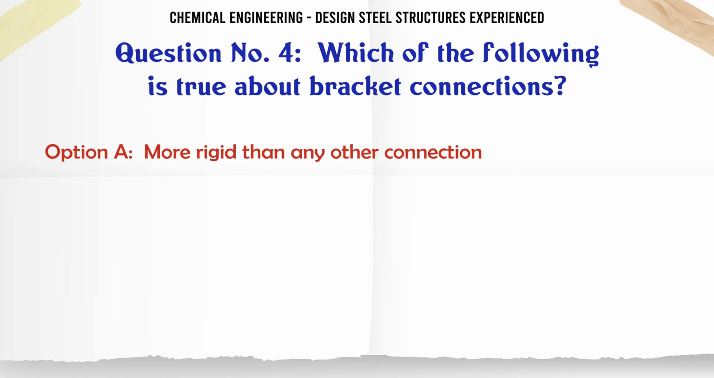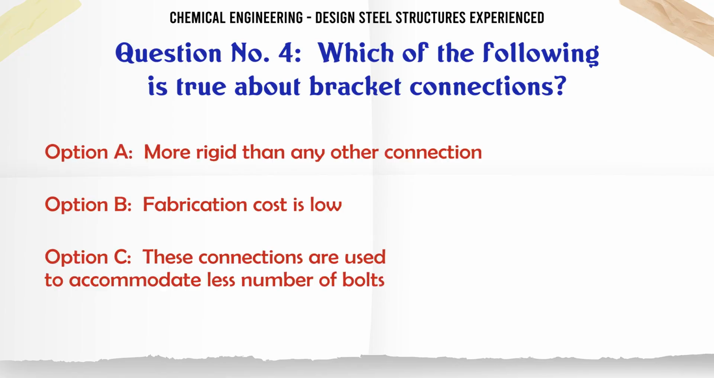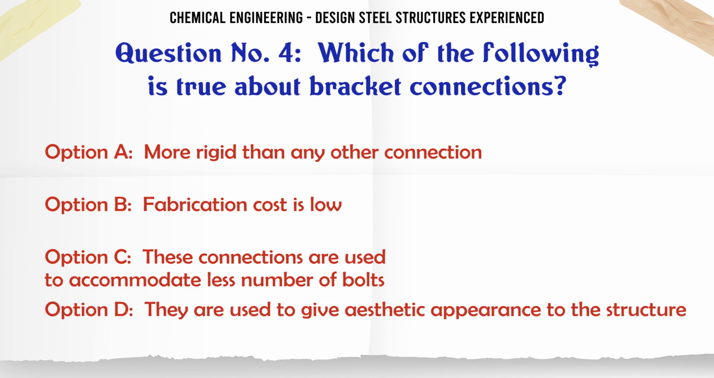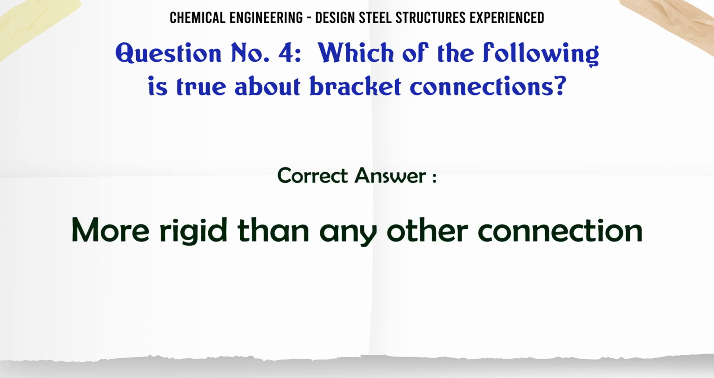Which of the following is true about bracket connections? A. More rigid than any other connection. B. Fabrication cost is low. C. These connections are used to accommodate less number of bolts. D. They are used to give aesthetic appearance to the structure. The correct answer is more rigid than any other connection.